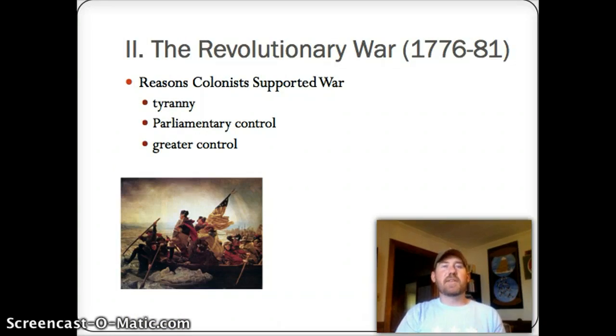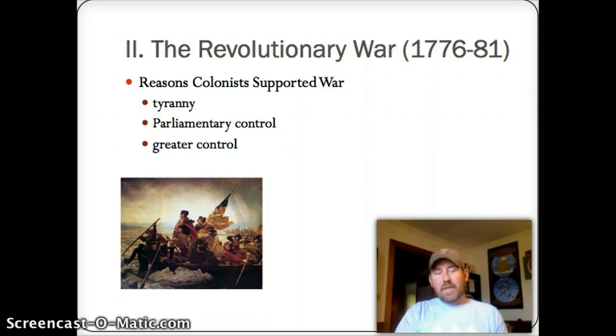Now you basically have two sides break out. Like anything else, you're going to have people who support the war and people that are against it. As far as the reasons that colonists supported the war, number one, it all boils down to tyranny. It's the fact that they don't feel like England is representing their interests. They feel like there's some abuses and injustices and all kinds of stuff. They believe that there's a lot of corruption in the British government as well, particularly with tax collection and things like that.